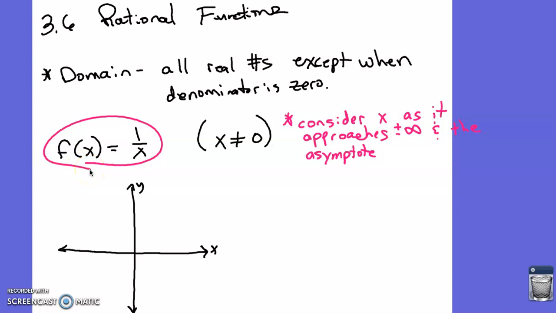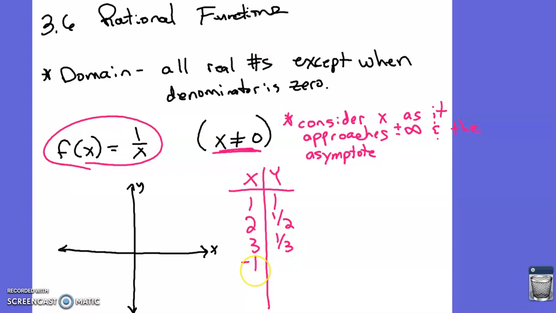First of all, you should notice x cannot equal 0. I mean, you can't have 0 on the bottom. So when you start making an XY chart, we typically plug in nice numbers like 1, and then 1 divided by 1 is 1. Plug in 2, and that becomes 1/2. Plug in 3, and that becomes 1/3. And you might even plug in -1, and that becomes -1, -2, and that's -1/2.